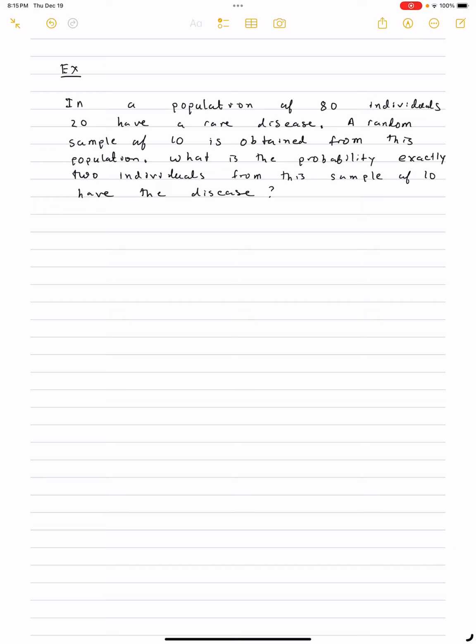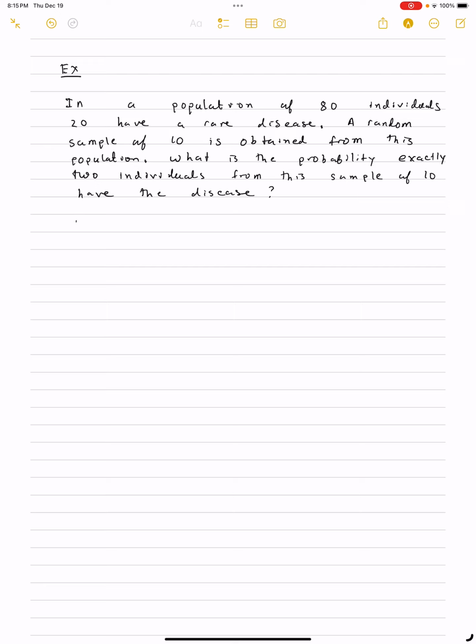Today we're going to consider this example problem in which we have a population of a total of 80 individuals. Of the 80, 20 have a rare disease. Apparently it's not so rare, but we'll get over that. A random sample of 10 is obtained from the population of 80, and we want to know the probability exactly 2 individuals from this sample of 10 have the disease.